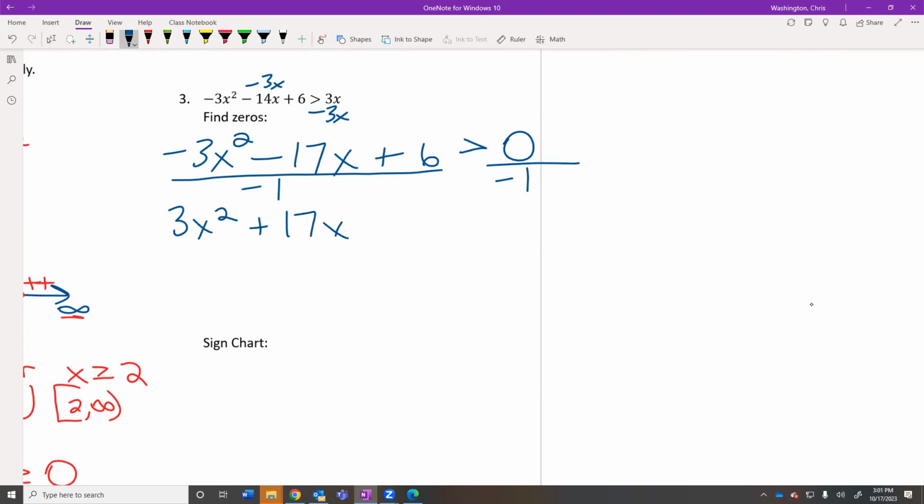-17 divided by -1 is positive 17. 6 divided by -1 is -6. We divided by a negative number, so the sign has to switch. And 0 divided by -1 is 0.